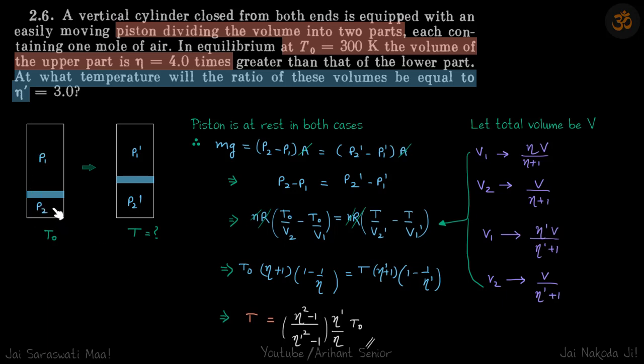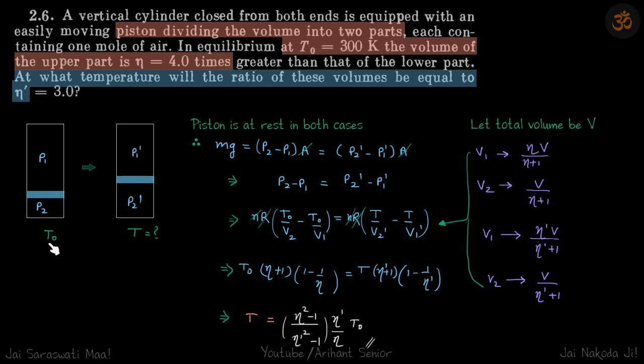So we have a vessel that is divided into two parts with a piston. Now initially the piston was dividing the volume in two equal parts, each containing 1 mole of air. In equilibrium at T0 equal to 300 Kelvin, the volume of the upper part is eta times greater than that of the lower part. So initially the piston was at the middle, but because of the mass of the piston it will start to come down.